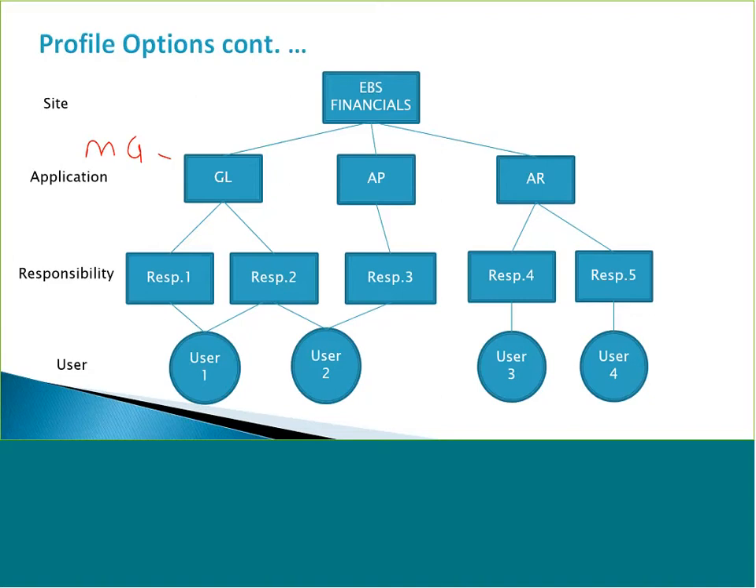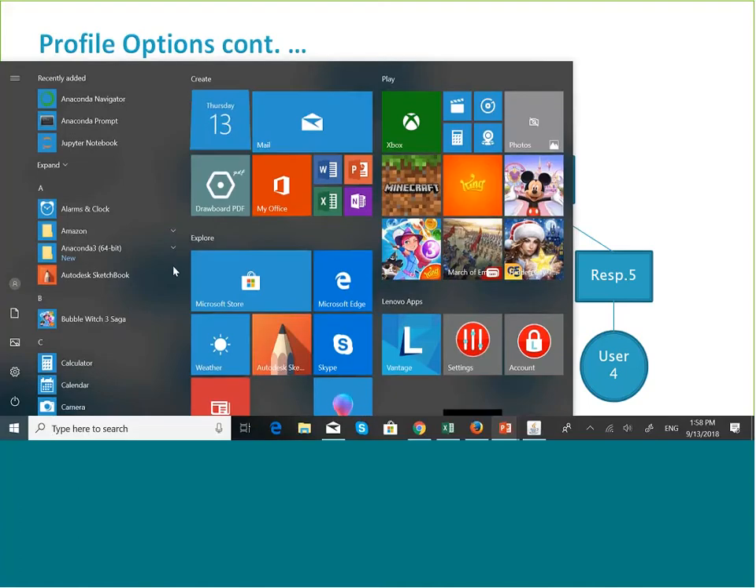Okay. Same for user 2. So if user 2 also logs in and takes responsibility 2, which is assigned to the GL module, he'll also be able to see our Mascani ledger. Okay. So I hope that clarifies how profile options can be assigned at various levels. So let's go back to the system and look at an example.